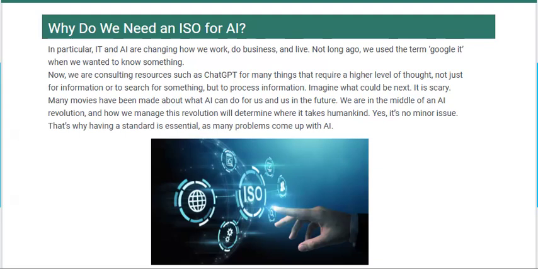It is scary. Many movies have been made about what AI can do for us in the future. We are in the middle of an AI revolution, and how we manage this revolution will determine where it takes humankind. Yes, it's no minor issue. That's why having a standard is essential, as many problems come up with AI.